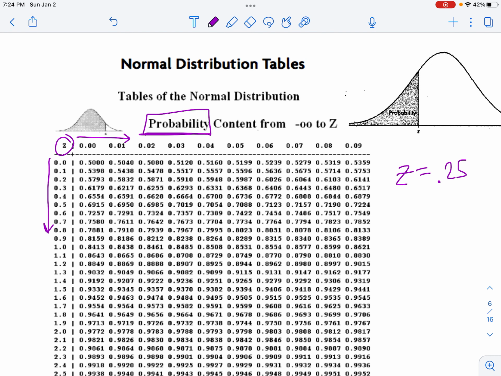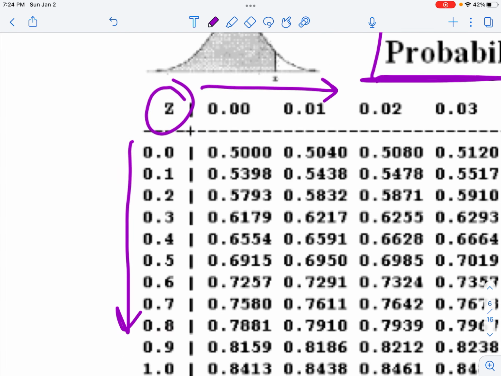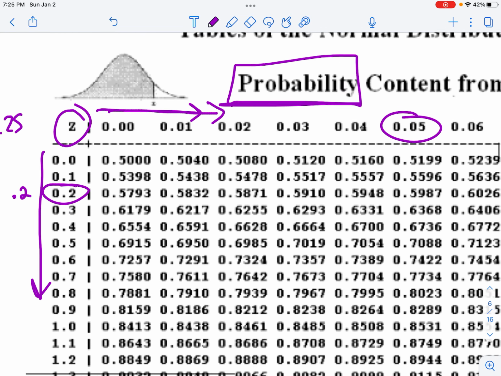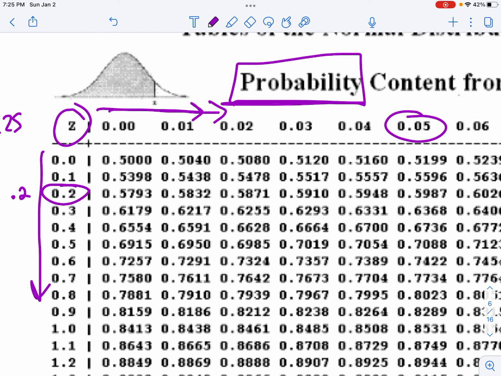So you go down here to the 0.2. This one right here, right? If our z-score is 0.25, that's a 0.2 and then a 0.05 along with it. So then you go across. See the top here? Let's go across to the 0.05. So if you find out where the 0.2 and the 0.05 intersect, that is 0.25, right? If you added 0.2 and 0.05 together, that's 0.25. So it's going to be right here, 0.5987.